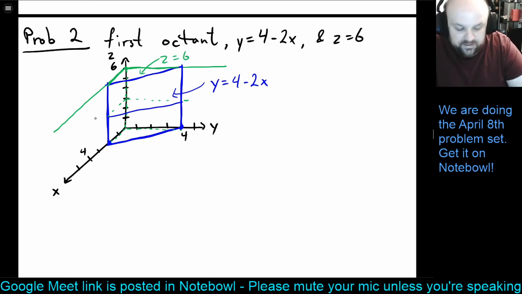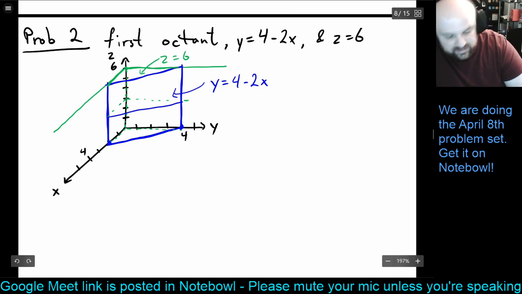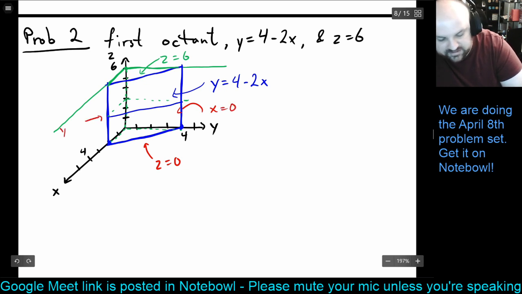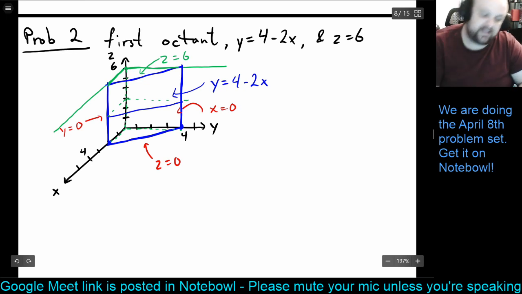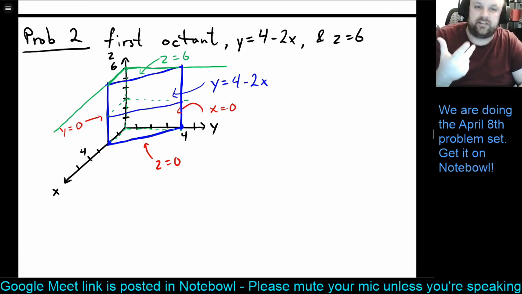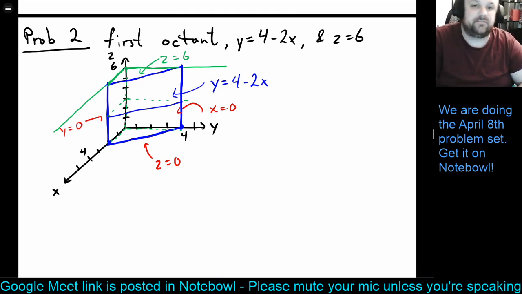Now, these other edges back here: the bottom of this is z equals 0, the back side of this is x equals 0, and the left side of this is y equals 0. Those are just the three coordinate planes. We get those because it's stuck in the first octant, so those form parts of the boundary as well. Hopefully that makes sense.